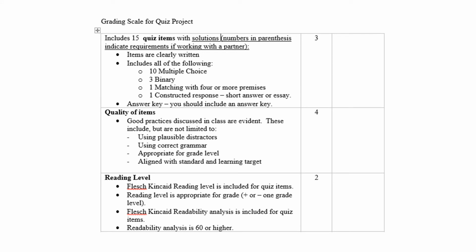Here is your grading scale for the quiz project. I'm going to be looking to see that you have 15 items and an answer key, that you have 10 multiple choice, 3 binary, a matching with 4 or more premises, and a constructed response in the form of a short answer or essay. I'll be looking at the quality of your items. This is about the tip sheet and whether things are spelled correctly, use correct grammar, and whether it's appropriate for the grade level and aligned. I'll be looking at your reading levels, your readability analysis.